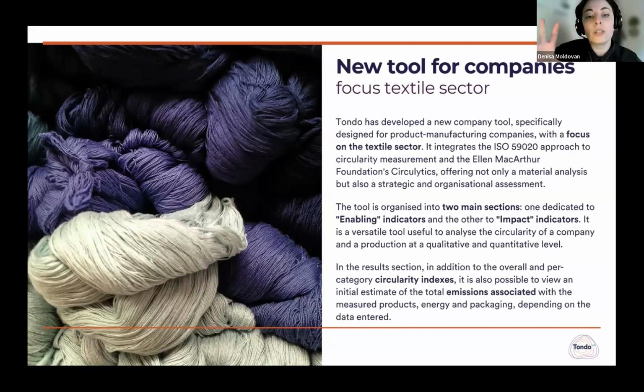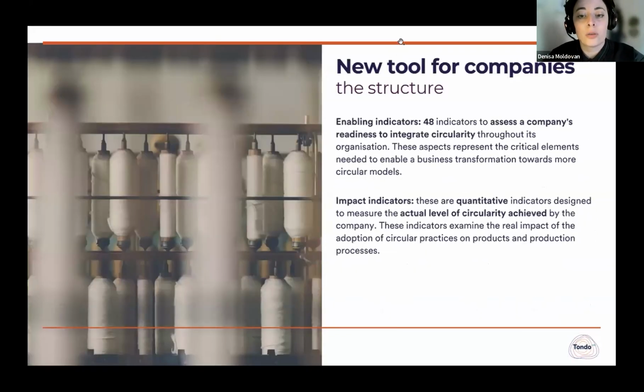And the structure of the tool consists of two main sections, one related to the enabling indicators and one to impact indicators. In this tool, additionally, in the results section, in addition to the overall and per category circularity index, companies can access an initial estimate of their total emissions, including those related to the products, energy, and packaging, of course, based on the input data. But let's take a closer look at the structure of this tool.